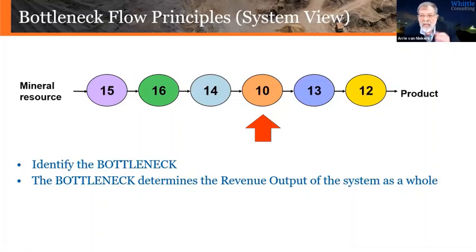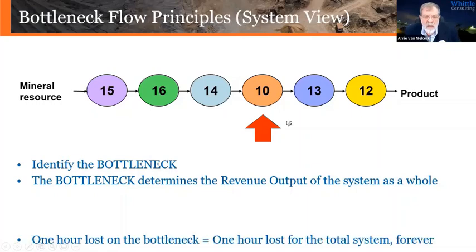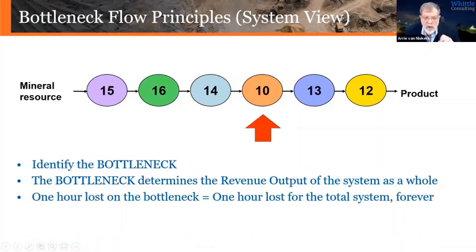So if the 10 stands for a day, the whole system effectively stands, because the system can only produce as much as the 10. And if the 10 is running at only 80% of its capacity, the system is producing only 8. Here's the insight. 1 hour lost on the bottleneck is 1 hour lost for the total system forever. This is not monopoly or funny money.